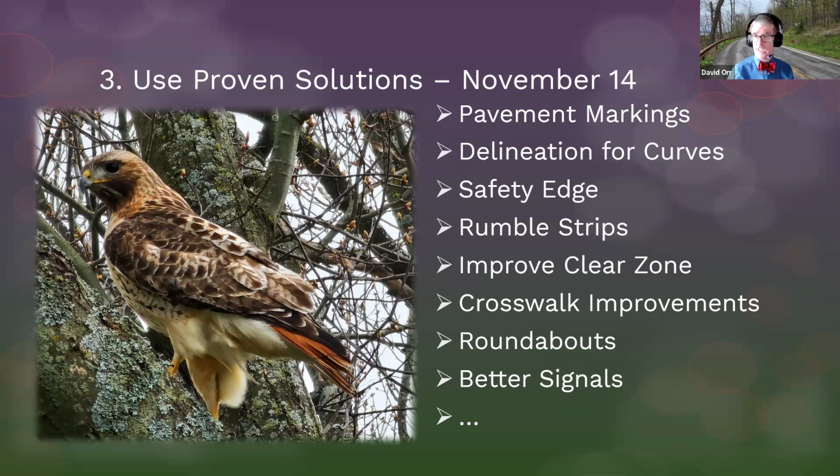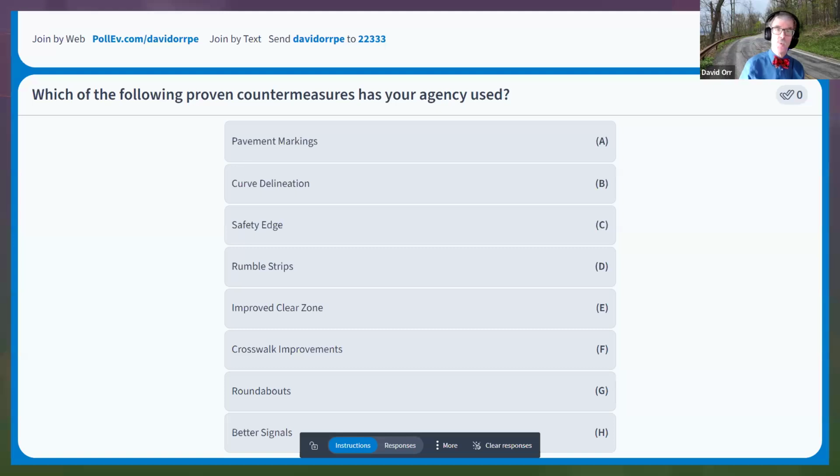Because we know that really when you develop your local road safety plan, you're going to want to look at all the possible solutions and then take the ones that you're going to want to implement and figure out how to implement them in the best way. So let's just ask, of the ones I've listed, and I could have listed more, which ones have you actually used?